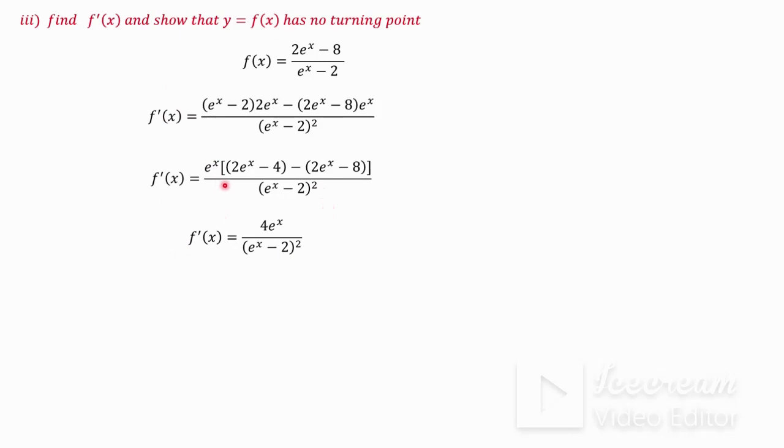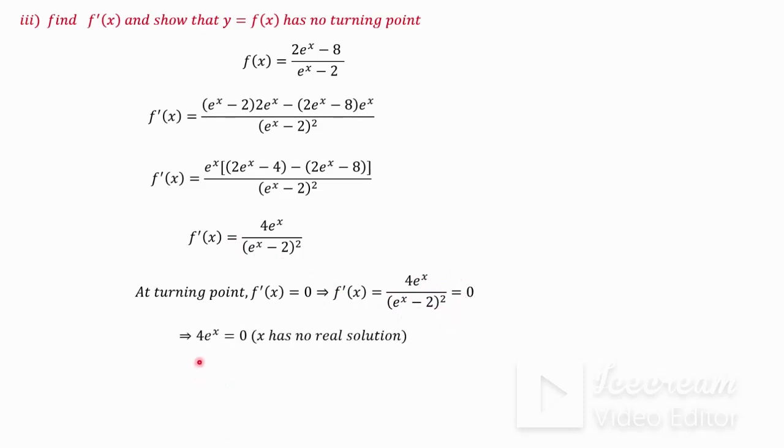So we get f prime of x equal to 4 exponential of x divided by (exponential of x minus 2) all squared. This is the first part of the question, the derivative f prime of x. Let us then show that y equals f of x has no turning point. We know that at a turning point f prime of x equals 0, which implies that 4 exponential of x divided by (exponential of x minus 2) all squared is equal to 0.